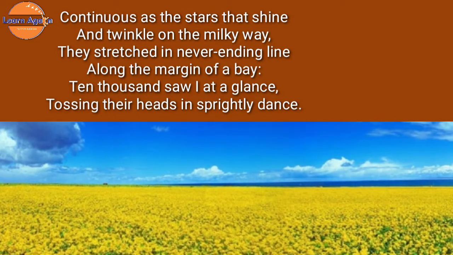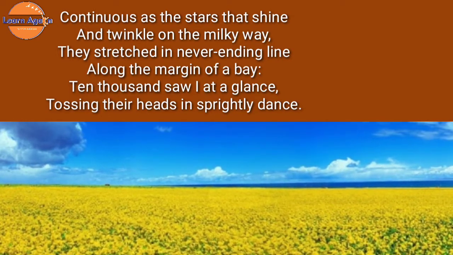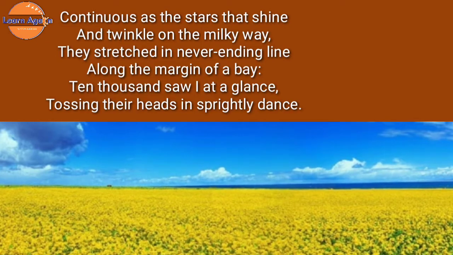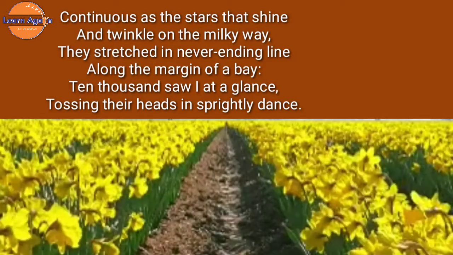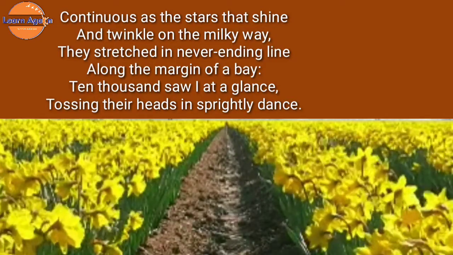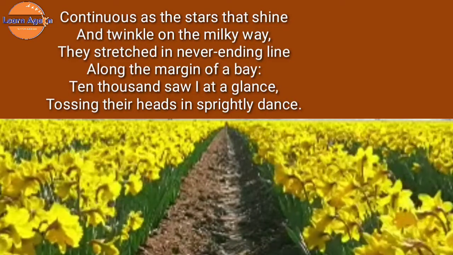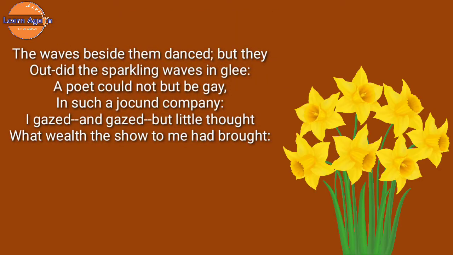So here the poet says that he saw ten thousand at one look. They were moving side by side and were dancing lively. Their dance was live. He could see the live dance of these daffodils. Let's move on to the next stanza.